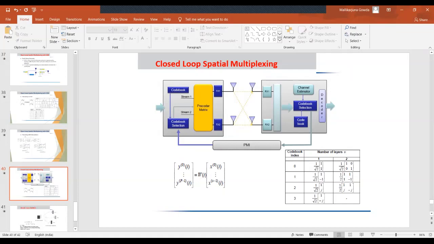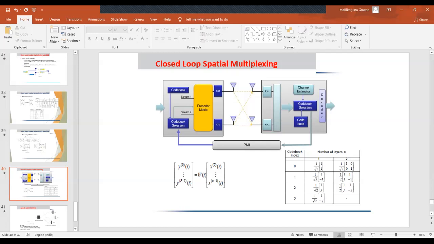And this is the MIMO. And at the receiver side, receiver one, receiver two, post processing will be done. Then see here, channel estimator, code book selection, the code book. Then there will be decoding, right? And from codebook selection only, the input is fed back to this codebook selection PMI. So this is what I have written in general, that is y to the power of 0 of I to y to the power of p minus 1 of I, y is equal to W N T X I.